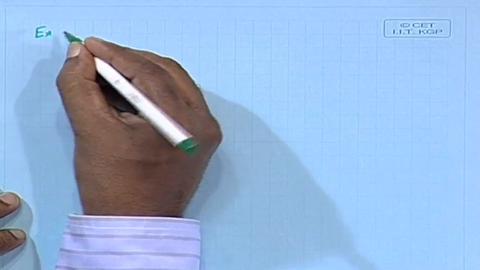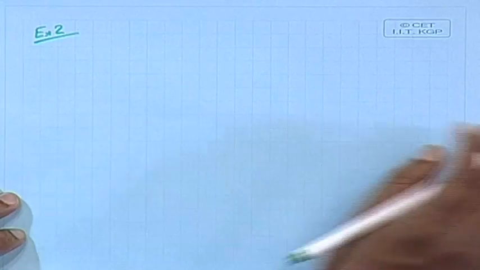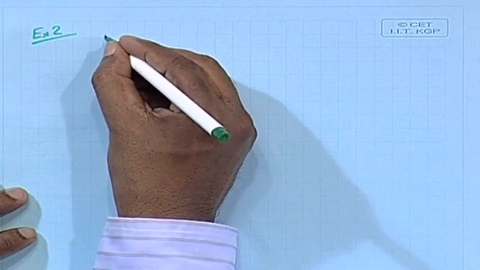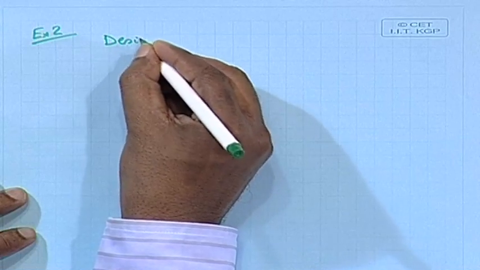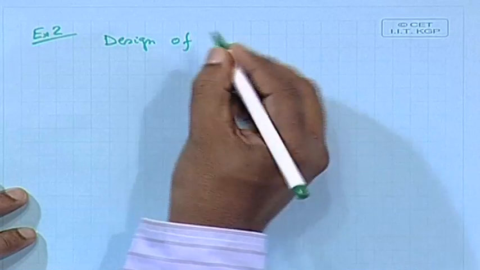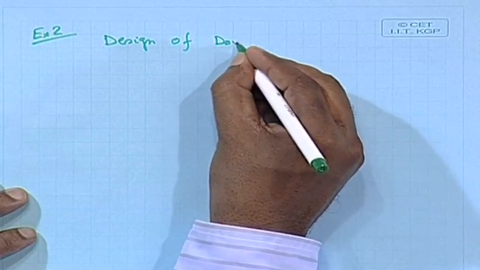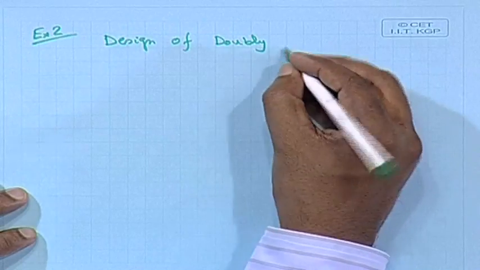The next problem, let us solve one, I think we have time. Example 2, design of doubly reinforced section.